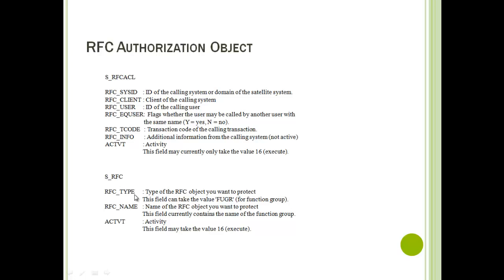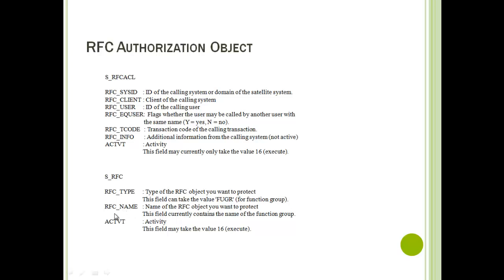Then let's come to the important one, S_RFC. Here we have three different fields. RFC_TYPE, this is the type of RFC object you want to protect, that means you want to allow. This field can take the value FUGR for function group. So this will define your calling function group.